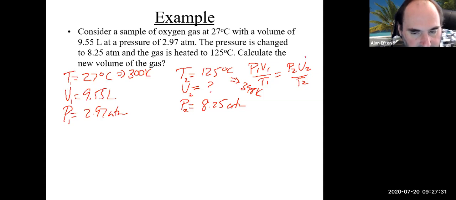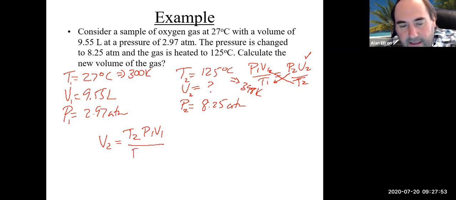We are solving for V2, which means we need to multiply T2 to the other side, so it's going to end up on top. We also need to divide by P2, which is going to end up on the bottom. That gives us V2 equals T2 times P1 V1 divided by P2 and T1. Again, opposite locations as they go across that equal sign.